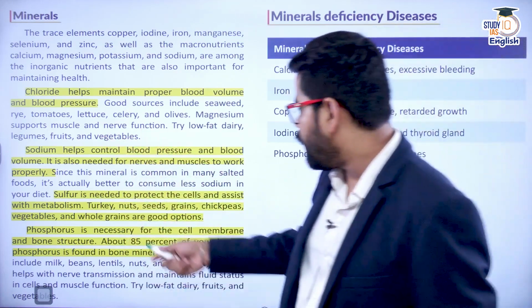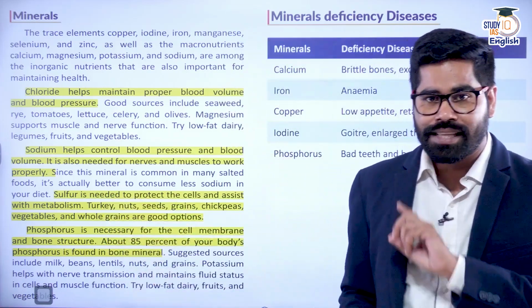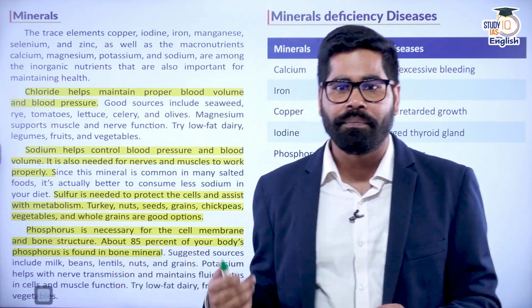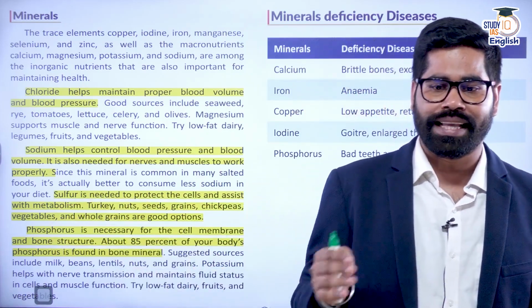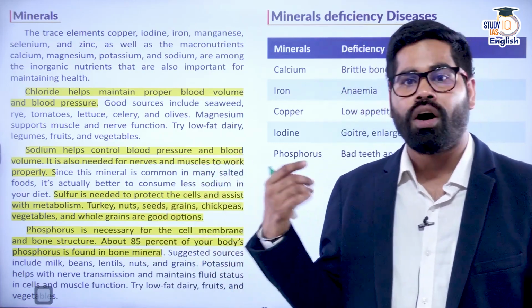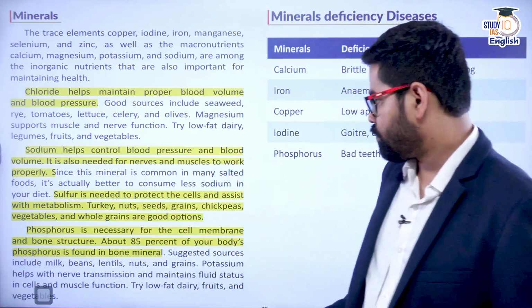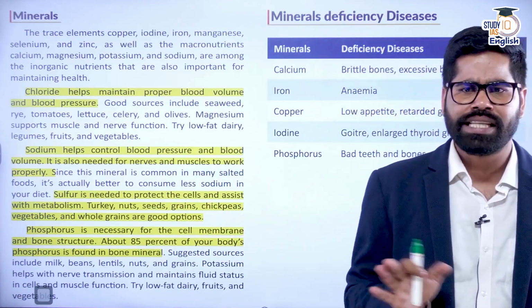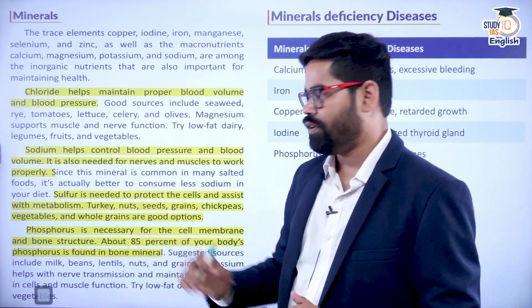Sulfur is also needed for protecting the cell and assisting with the metabolism process which goes on in the cell. It is also an important part of the amino acid structure or the protein structure. Then nuts, seeds, grains, chickpea, vegetables, these things are again sources of this sulfur.